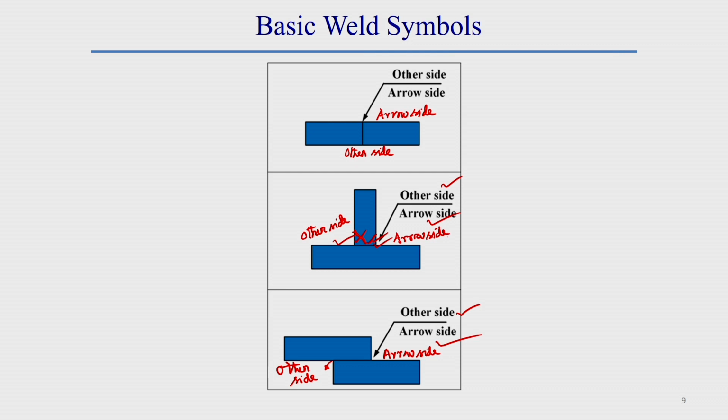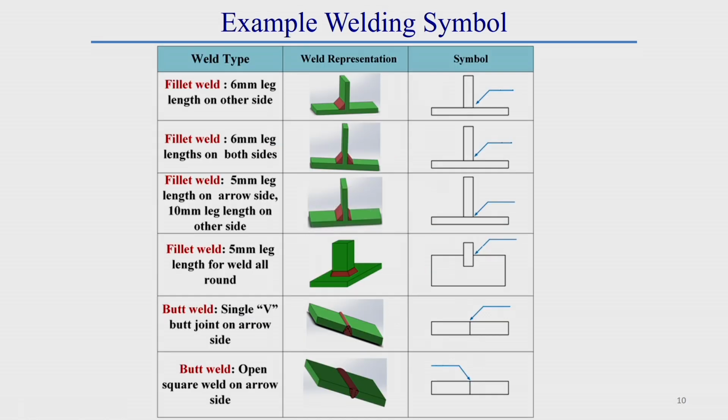In the case of butt welding, we got an idea of arrow side and other side. In the case of T welding or fillet welding, also arrow side and other side, and in the case of a lap joint, we also got that information. Now, we will do some examples. Once we do some examples of this weld joint, it will be very clear to us.